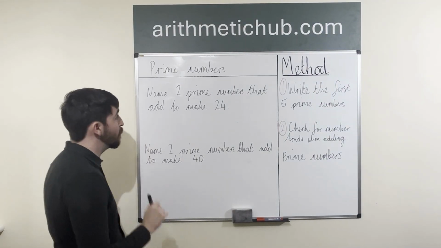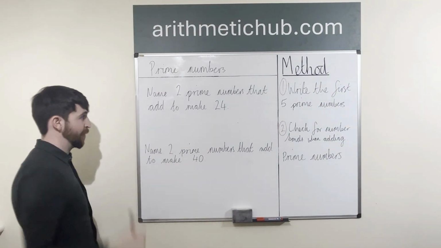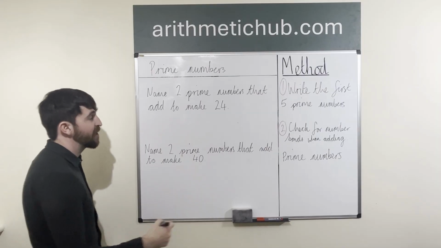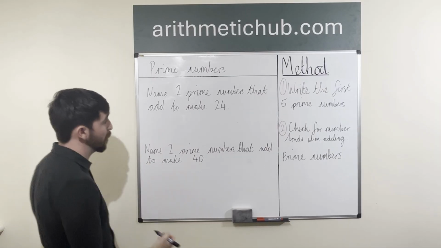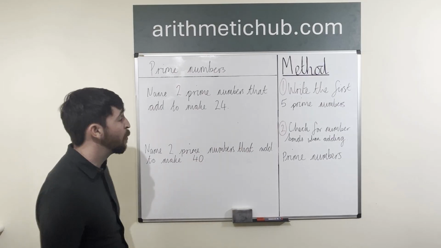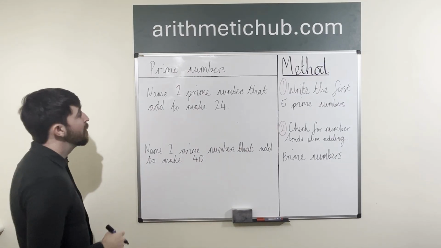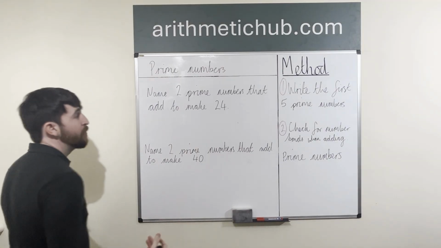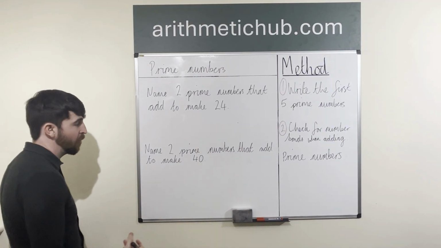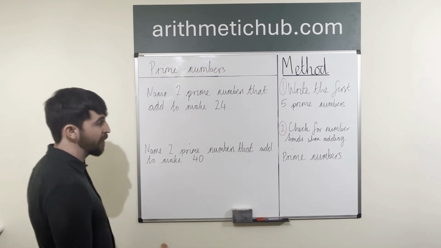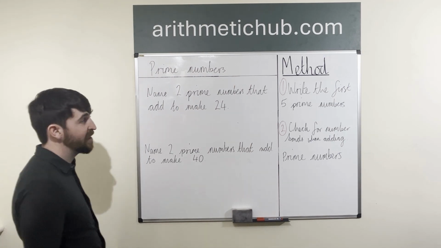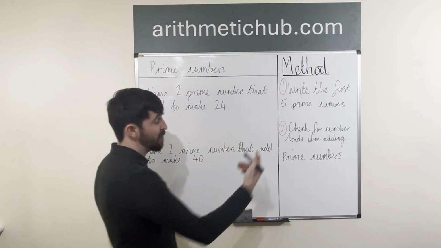Hi everyone, so today we're going to have a look at prime numbers. These are the types of questions you may see with prime numbers, very similar, if you've watched the video, to the ones you would see when we're looking at square numbers, okay? So, very similar types of questions. Name two prime numbers that add to make 24, name two prime numbers that add to make 40. The style of question is very similar, okay? And that means the method is very similar.